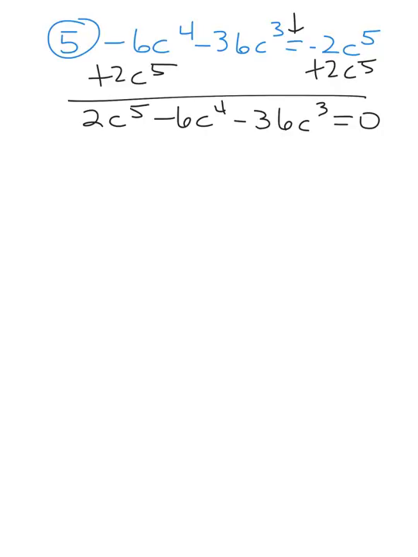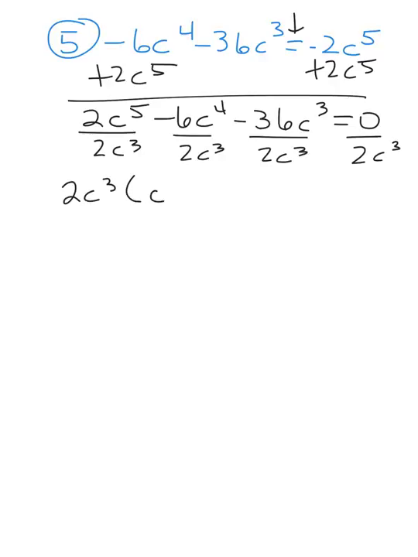Now again, I'm going to look for my greatest common factor, which in this case is 2c to the 3rd. So I'm going to divide everything by 2c to the 3rd. And whatever I do to one side, I'm going to do to the other side. My 2c to the 3rd comes out front, and I'm left with c squared minus 3c minus 18 is equal to 0. So now I'm ready to factor. So I have 2c to the 3rd.